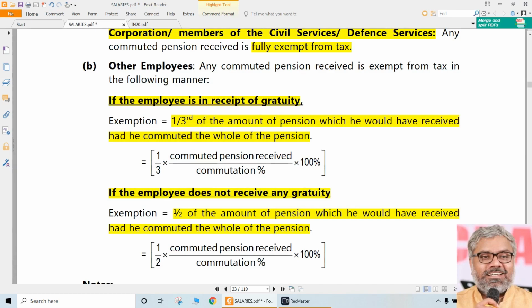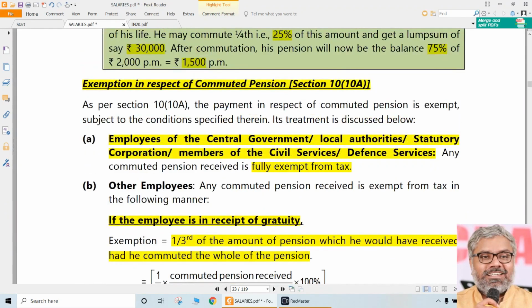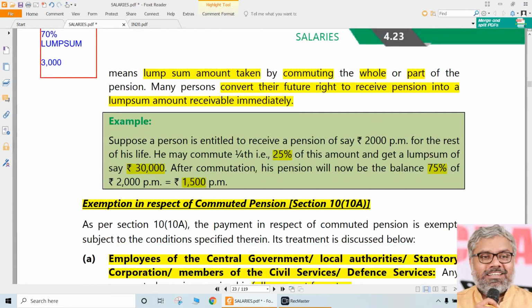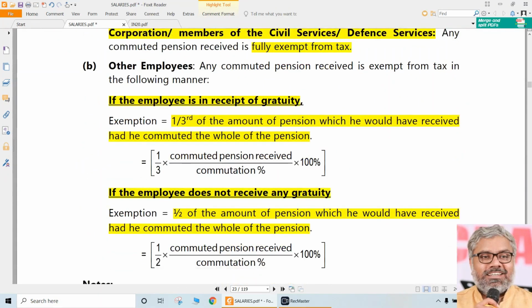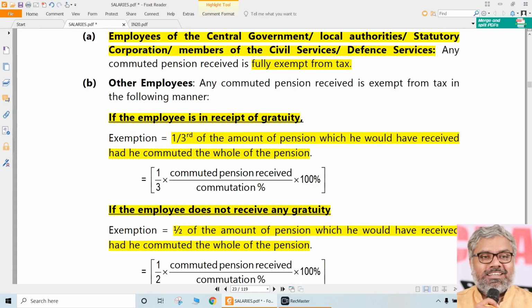Same employee cannot have both the categories, not possible. And by the way, if that employee is a government employee or employee of any statutory corporation, anyway it is fully exempt commuted pension, so there is no calculation involved. First we should understand what is commutation and what is uncommuted pension. Uncommuted pension is fully taxable. Commuted pension is exempt depending upon the status of employee.